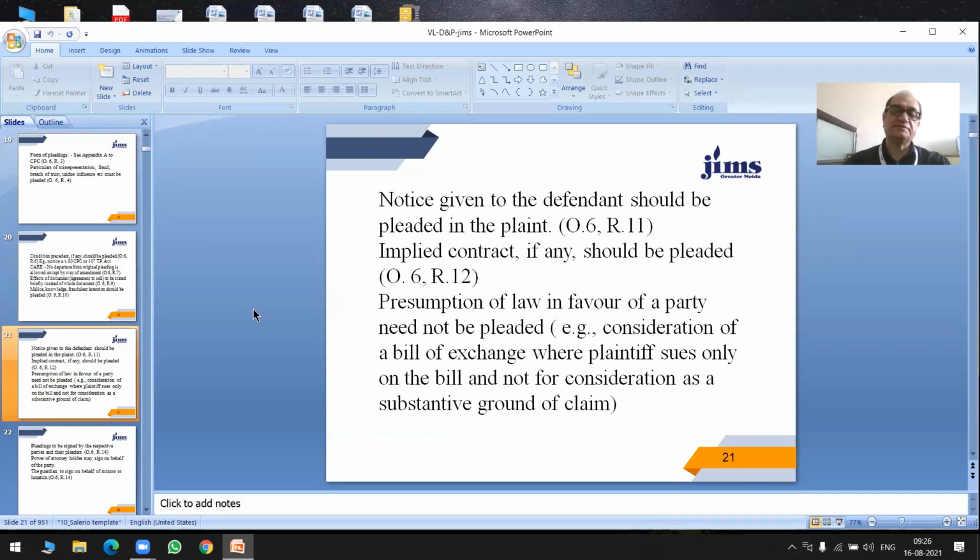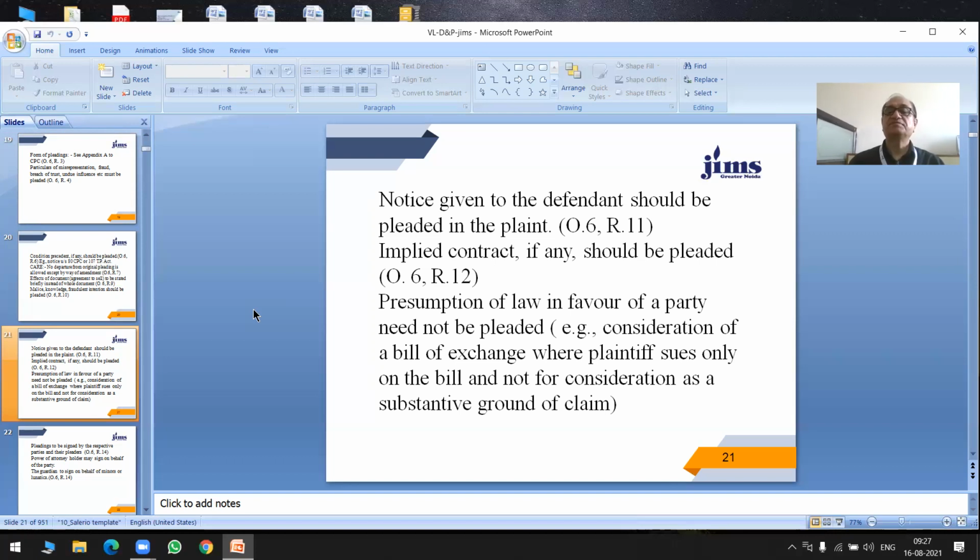Suppose between seller and purchaser, there is a condition that if the purchaser fails to pay the balance money and get his sale deed executed, then he will forfeit his earnest money. And if the builder fails to execute the sale deed in time, then he will have to return double the amount of the earnest money. So if this was an implied contract, not written in the agreement dated 1/1/2017, then this implied contract has to be pleaded in the plaint.